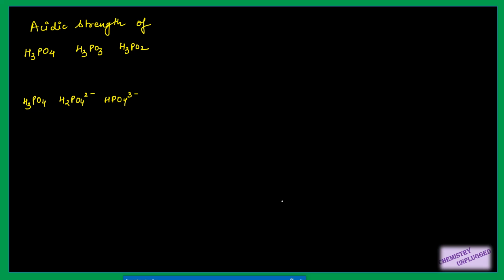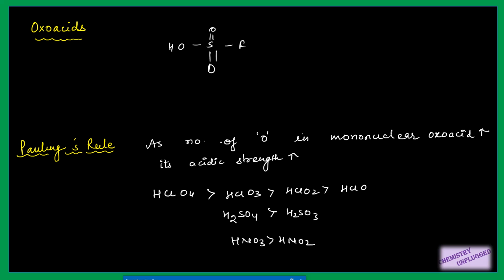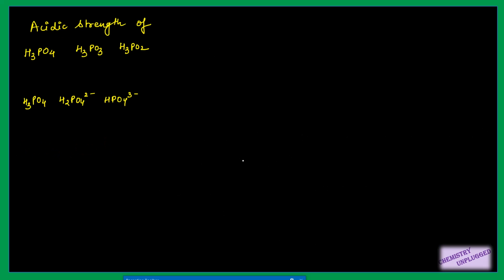One more thing, you can also compare this with the oxidation number. As the oxidation number increases, acidic strength increases for this type of mononuclear oxo acids. But in case of oxo acids of phosphorus, if you apply this, the acidic strength will be of this order. But this is wrong. We have just the opposite of it. This is wrong, right? So what is happening here?